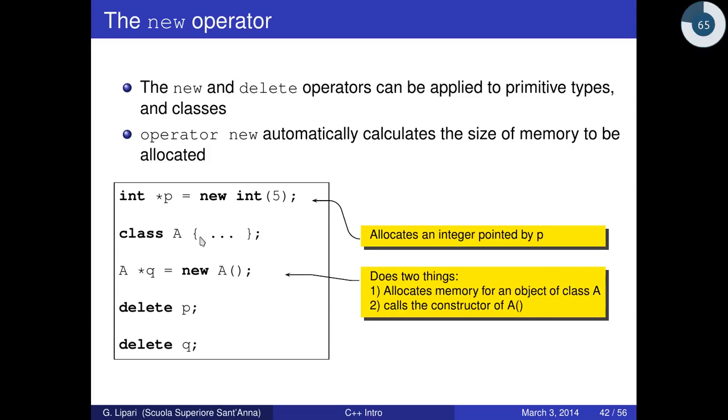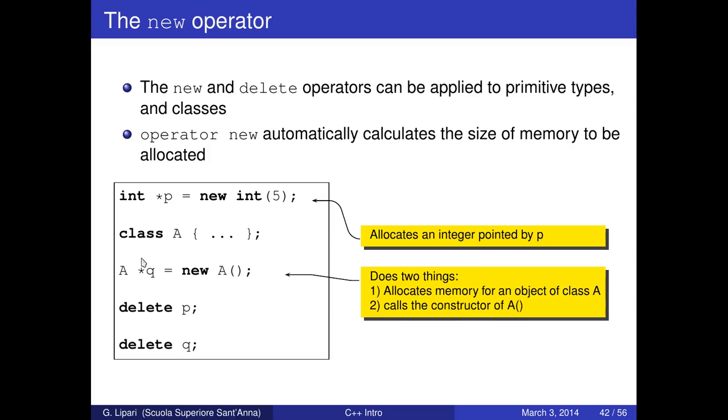And then you have a class here, and if you do new A, this is actually two different operations. First, it allocates memory for an object of class A, so it calculates the size of A and allocates memory on the heap for an object of type A. And then it calls the constructor of A on that memory for initializing the object.